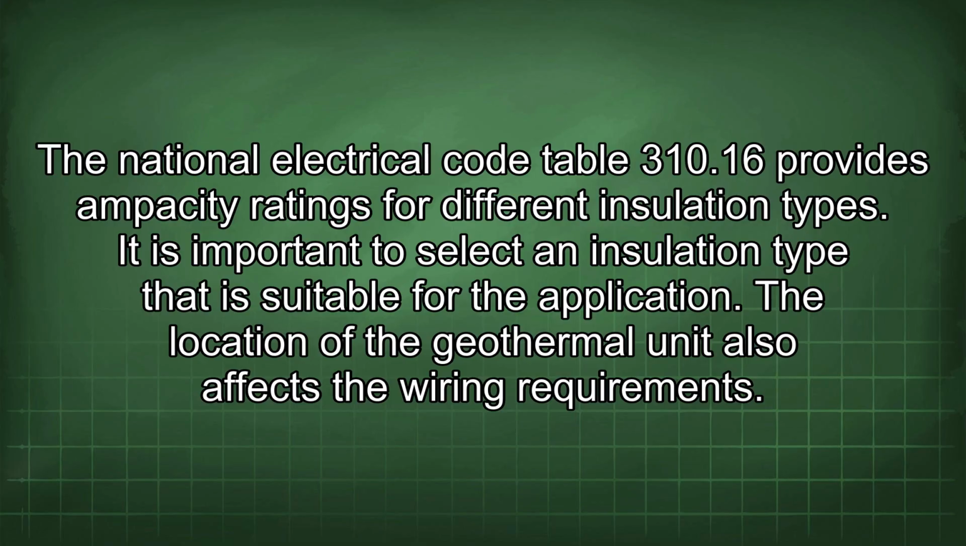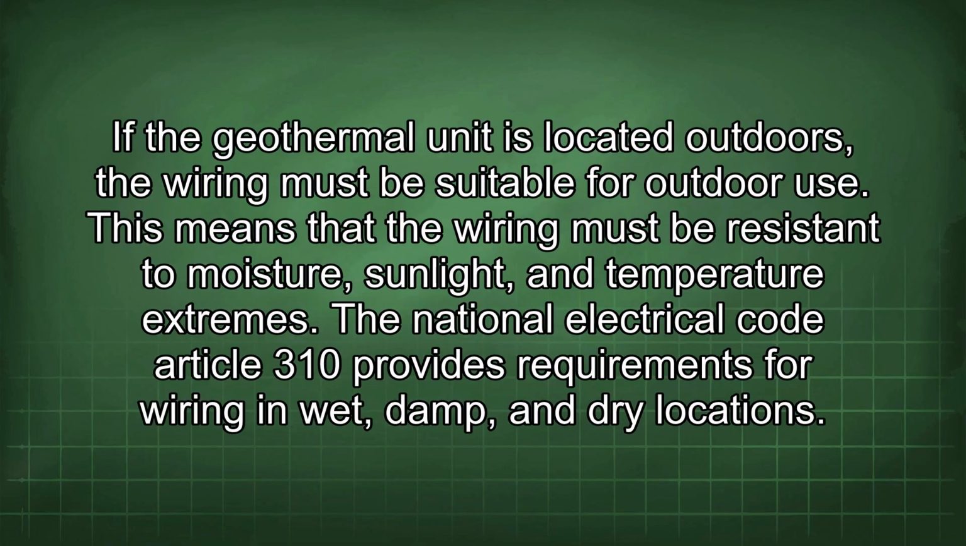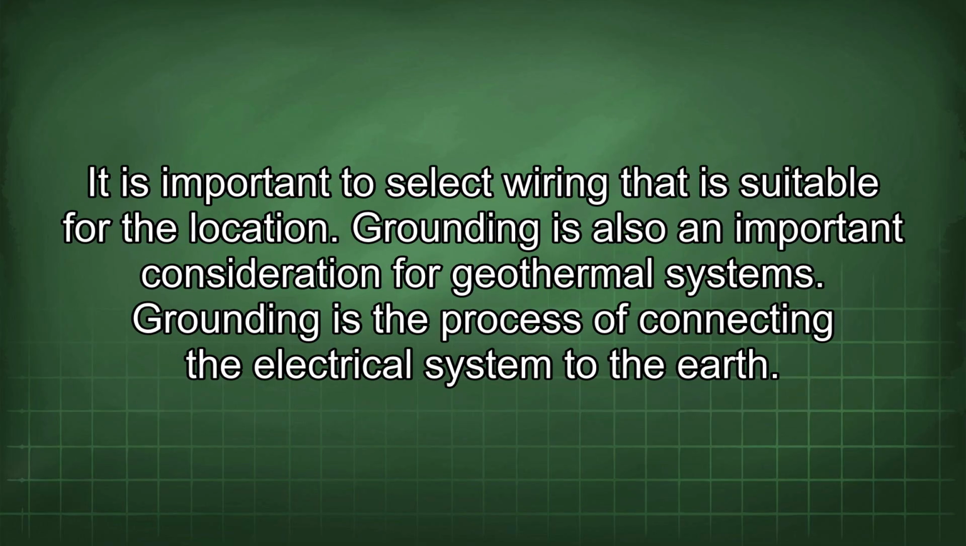The location of the geothermal unit also affects the wiring requirements. If the geothermal unit is located outdoors, the wiring must be suitable for outdoor use. This means that the wiring must be resistant to moisture, sunlight, and temperature extremes. The National Electrical Code Article 310 provides requirements for wiring in wet, damp, and dry locations. It is important to select wiring that is suitable for the location.